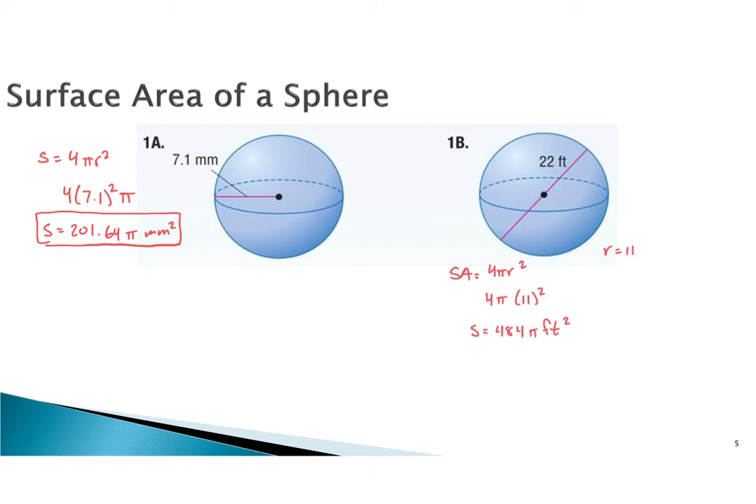And so here's your answer. Again, the 22 is referring to the diameter, not the radius, which means our radius is 11. And so when you plug that into your equation, you should have gotten 484 pi feet squared. All right, notice how I still have pi in both of my answers. Spheres are a circular figure, and pi always sticks around when you have circular figures. So leave pi as a symbol in your answer on these.